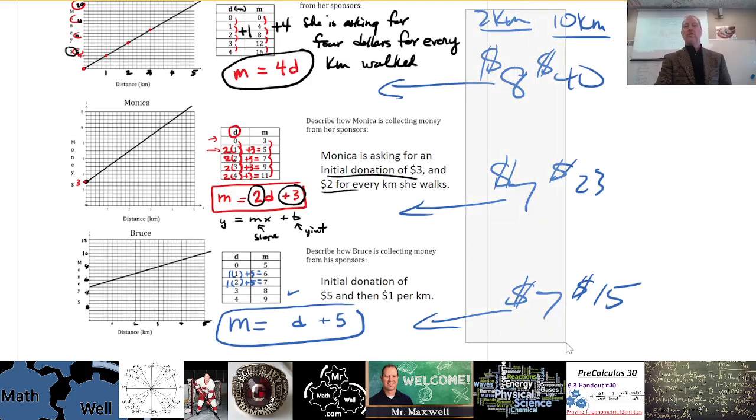So if students are only walking 2 kilometers, it doesn't really matter which one of these. They're both about the same. But if you walk that full 10 kilometers, then we definitely have a difference in what they owe. Okay.